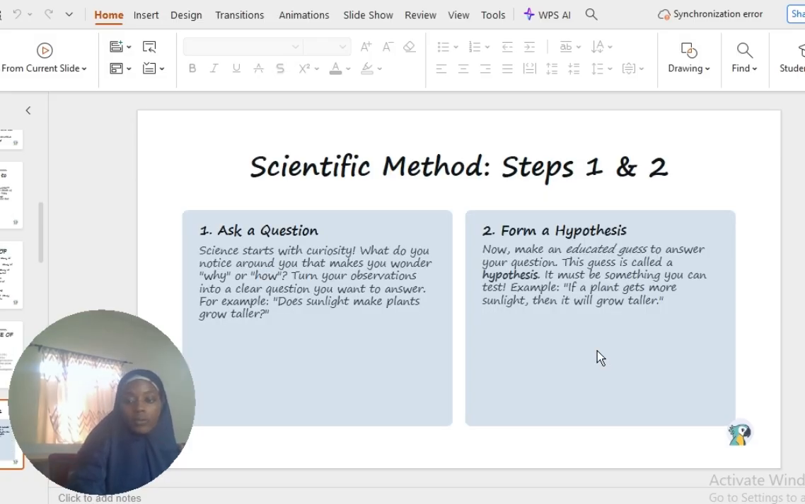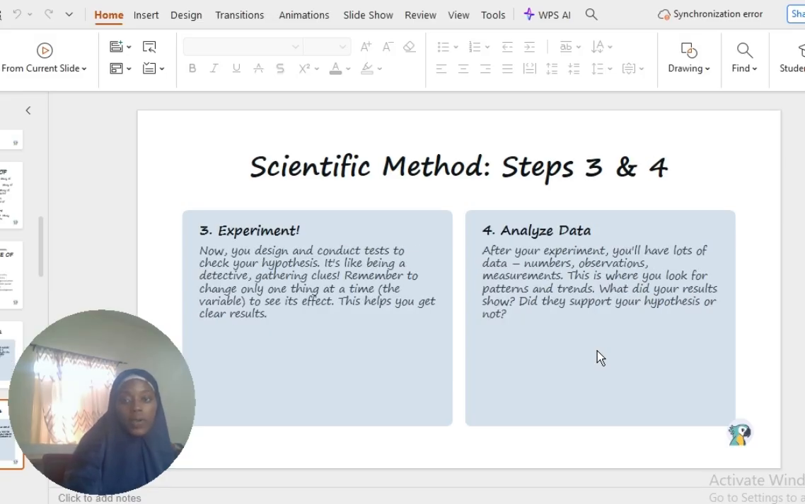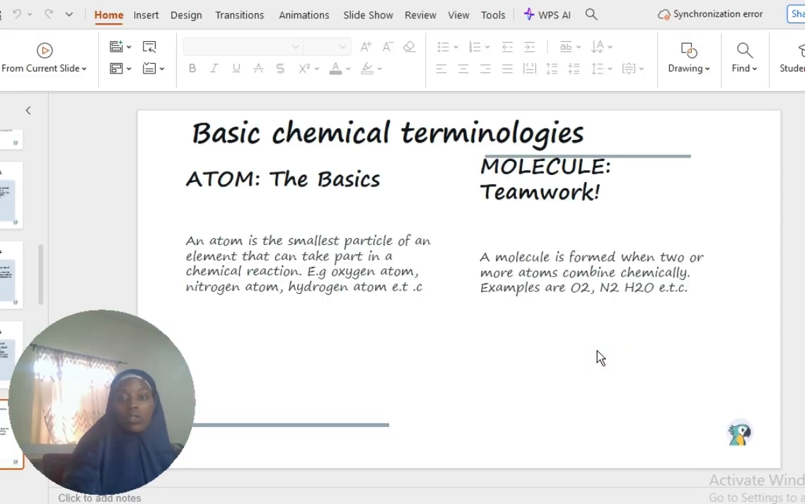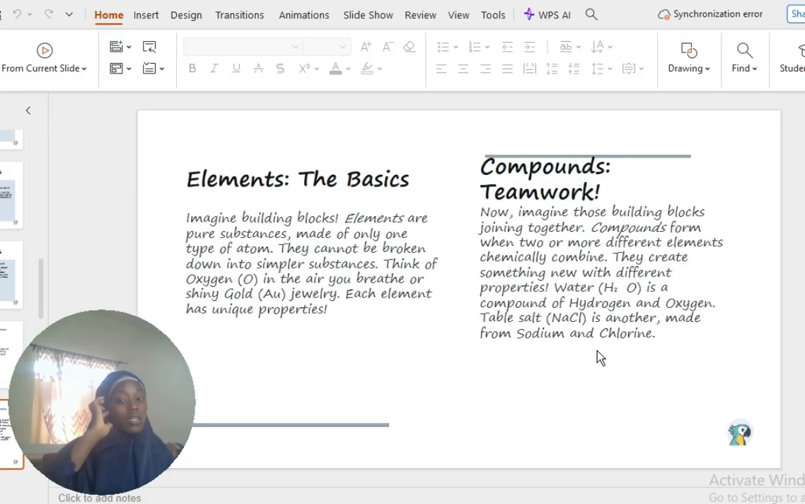Now, the scientific method. The steps in the scientific method are question, observation, hypothesis, experiment, and conclusion. Basic chemical terminology is atom. What is an atom? An atom is the smallest particle of an element that takes part in chemical reaction. We have the oxygen atom, the nitrogen atom, the hydrogen atom.